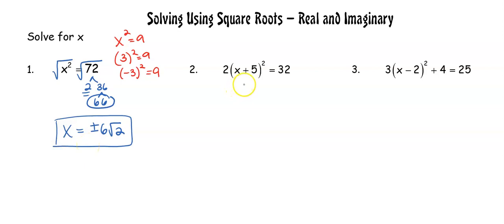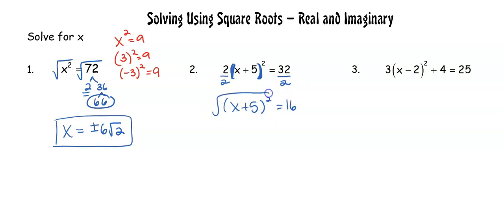Number 2, we're still going to solve for that square root, but this is the quantity being squared, x plus 5. We need to get the squared quantity isolated alone. So we're going to move everything else over. And in this case, what was attached to it was a 2. When I divide by 2, we get 16.